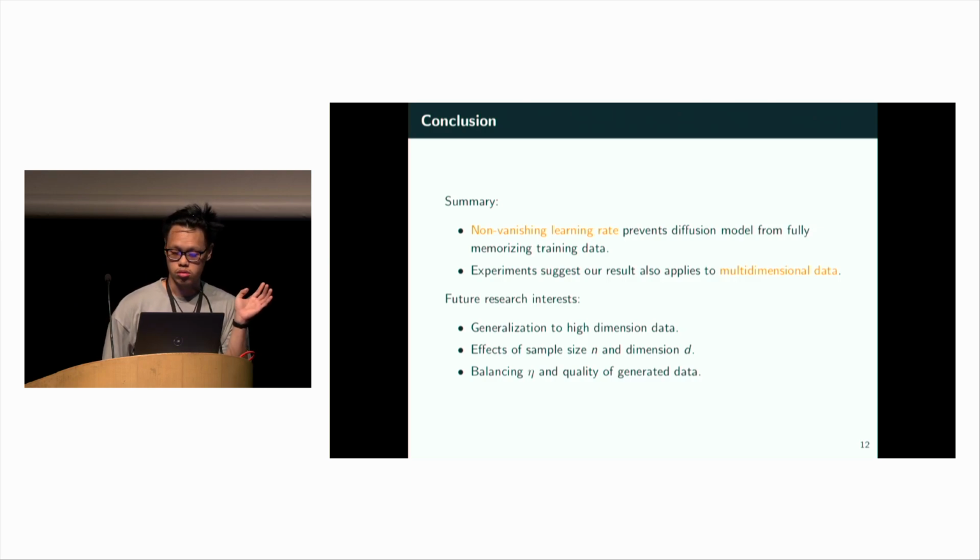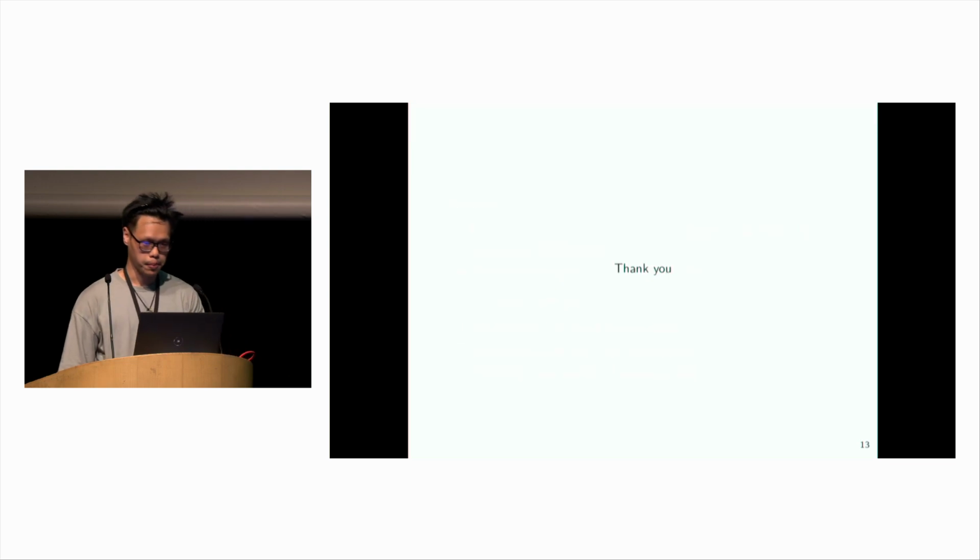One direction is to generalize our results to higher dimensional data, and one may also study the effect of the sample size n and the dimension z. And lastly, although our results suggest that larger learning rates prevent diffusion from memorizing its training data, it does not say that it improves the quality of the images. So one research idea may be to try to balance the learning rate eta and the quality of the generated data. And that's it. Thank you so much.